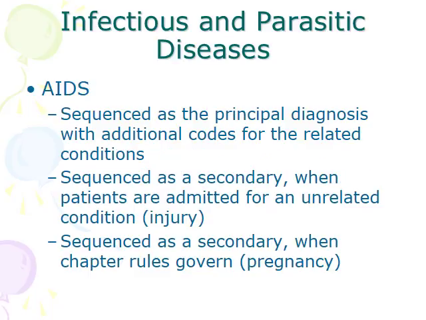AIDS is sequenced as the principal diagnosis with additional codes for the related conditions. AIDS is sequenced as a secondary when patients are admitted for an unrelated condition such as an injury. AIDS is sequenced as a secondary code when chapter rules govern such as in pregnancy.